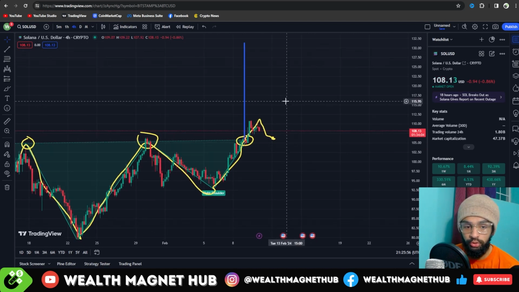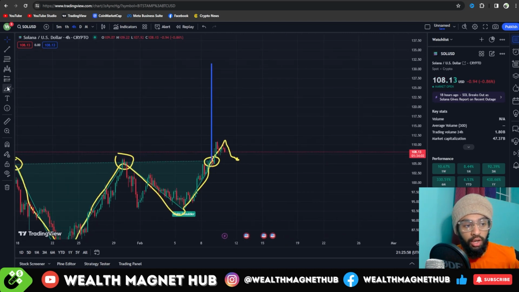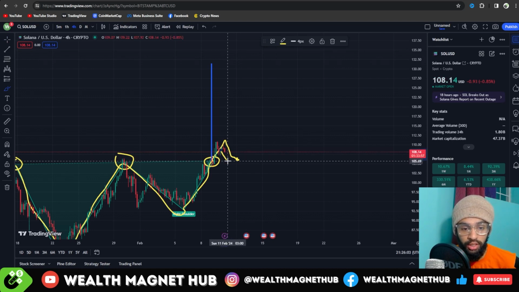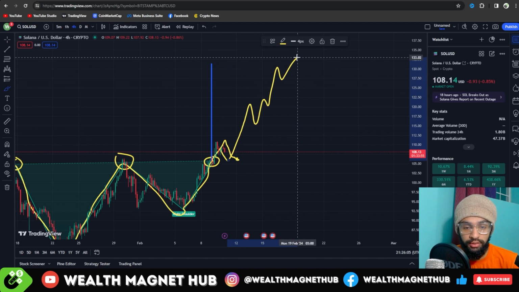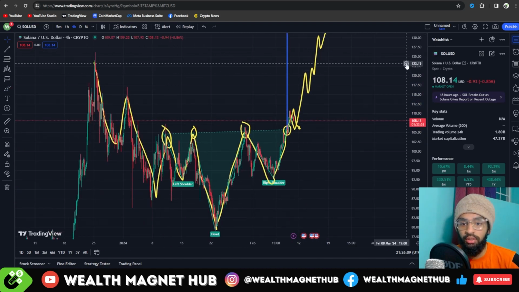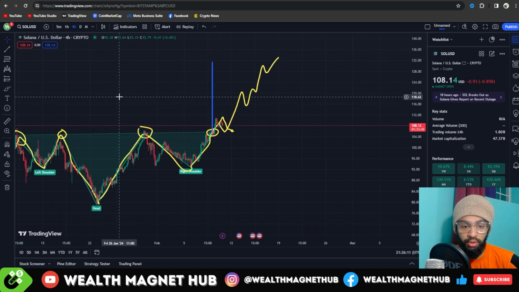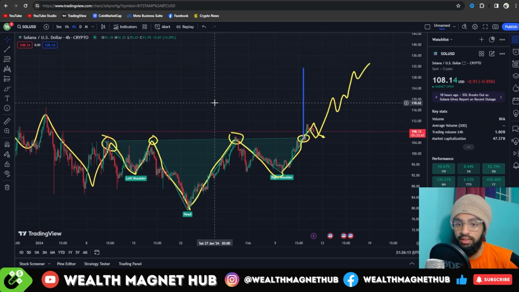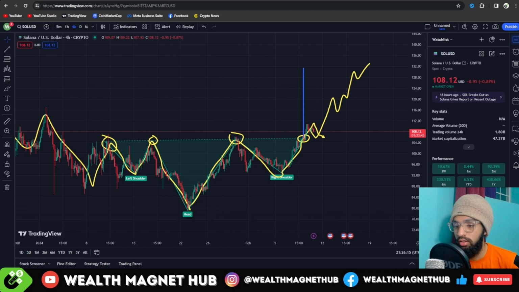So that is also some exciting news. We are hoping to see a retest once again at the neckline before we start heading back in the upwards direction. And that is what's basically upcoming in Solana very soon. This breakout is going to be huge. We are going to head into the $130 range, and it's going to be huge for Solana.